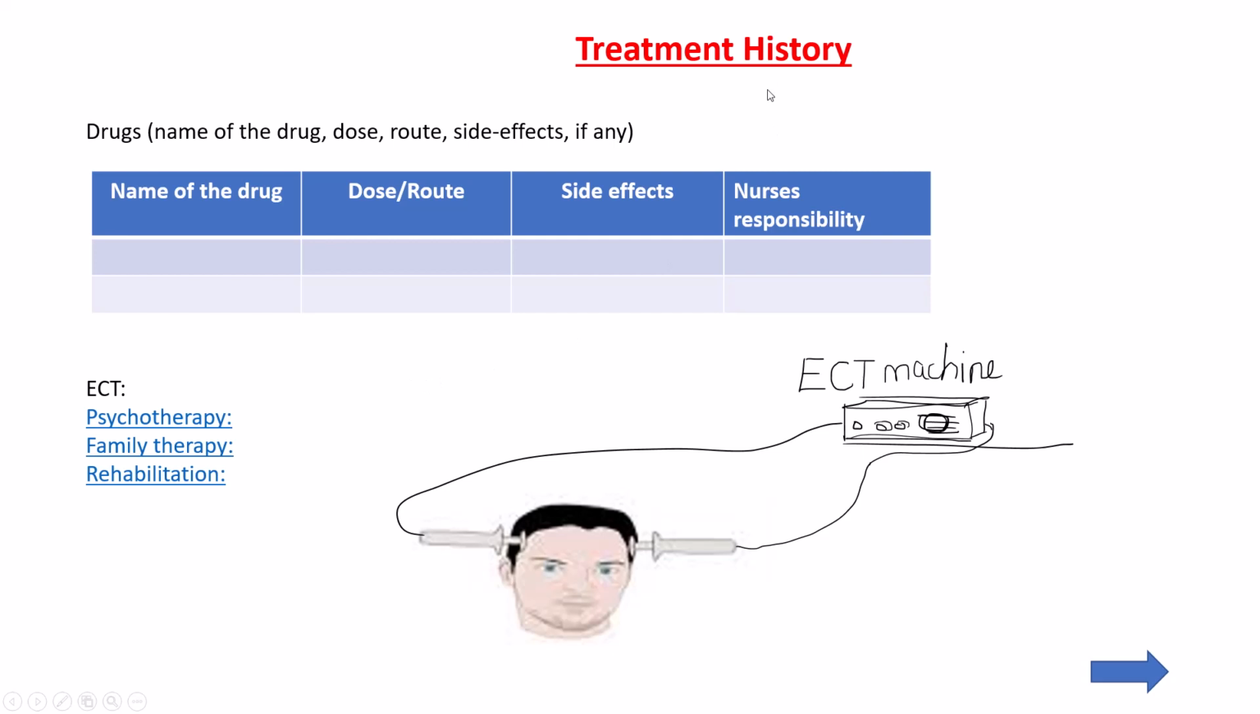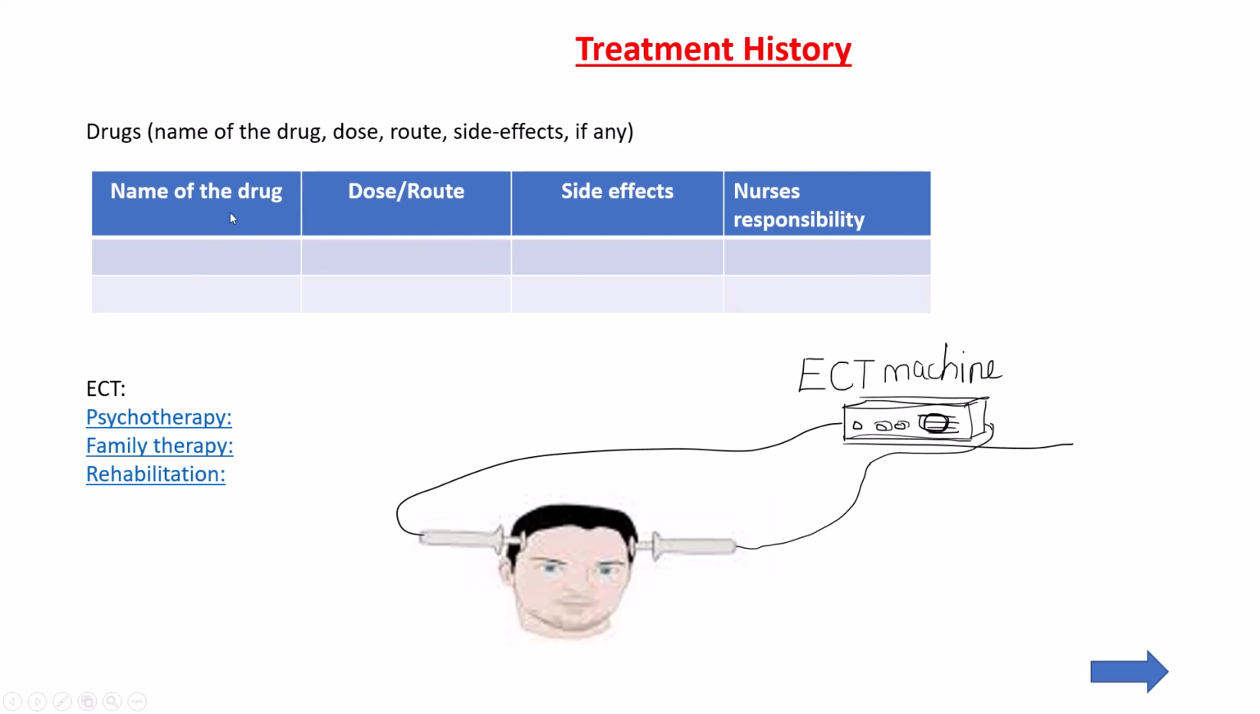In treatment history, we have to write about drugs: name of drug, dose, route, side effect, nurse's responsibility. If you can add any other things, add them. You can refer to 2 to 3 books, and if you find any important points, you can add them here. Next, you can add one more column, or two more columns, if needed.